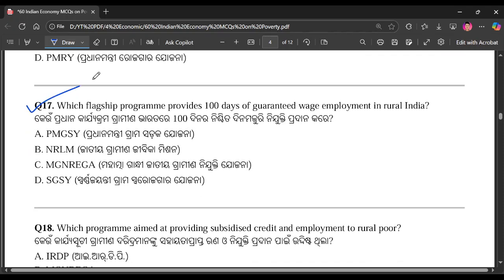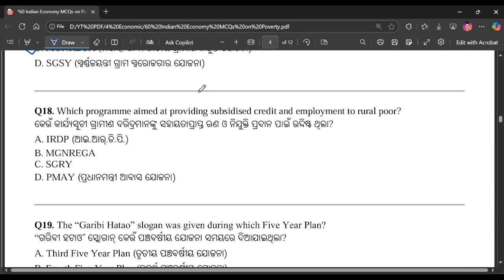Question number 17. Which flagship program provides 100 days of guaranteed wage employment in rural India? Right answer is MGNREGA. Question number 18. Which program aimed at providing subsidy credit and employment to the rural poor? Right answer is option number A, IRDP.